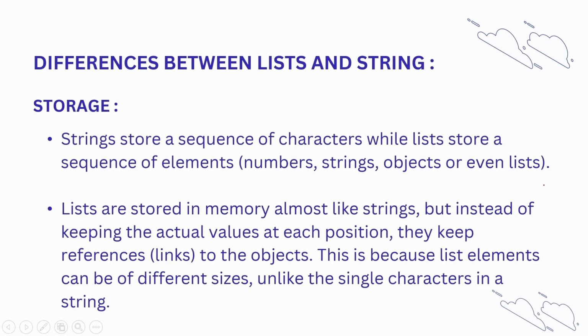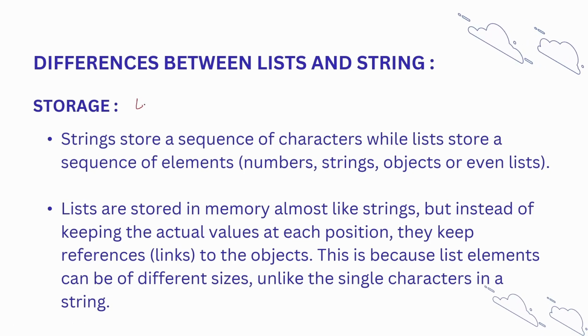So the first difference is storage. Strings store a sequence of characters while lists store a sequence of elements. So for example, we have elements like numbers, strings, objects, or lists. So lists store a sequence of elements. Okay. Now lists are stored in memory almost like strings, but instead of keeping the actual values at each position, they keep references to the objects. Okay, I'll show you what this means.